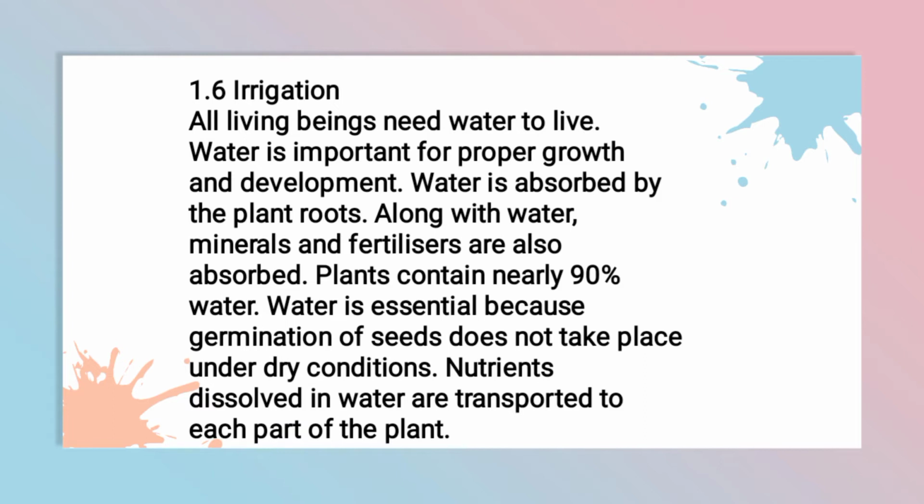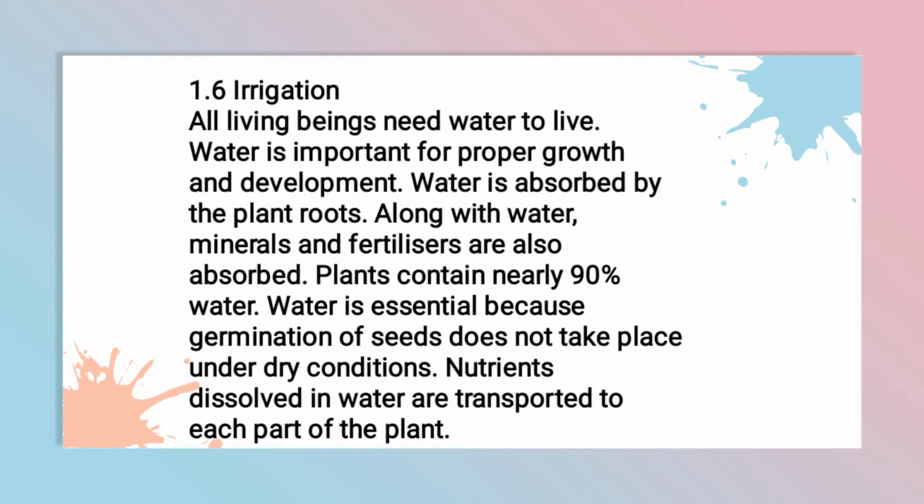Now let me come to the proper growth. How does it help in the proper growth? Proper growth in the sense, if there is no water, then there is no germination of seeds. If there is no germination of seeds, then there is no growth of the plant. So water is required for germination of seeds, hence the seeds do not germinate under dry condition. Almost the plant is made up of 90% of water.